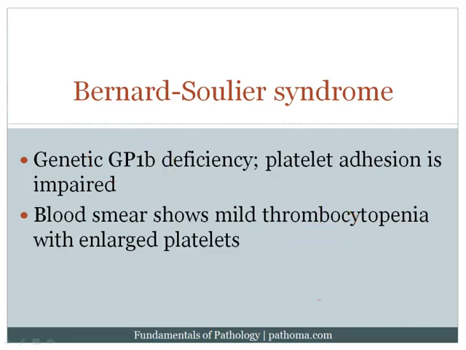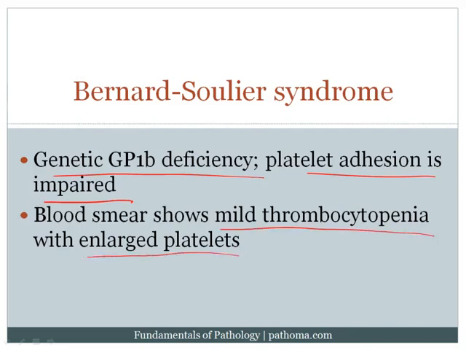So let's see what we say in the book. Genetic GP1B deficiency, platelet adhesion is impaired. What will the blood smear show? It will show thrombocytopenia with enlarged platelets.